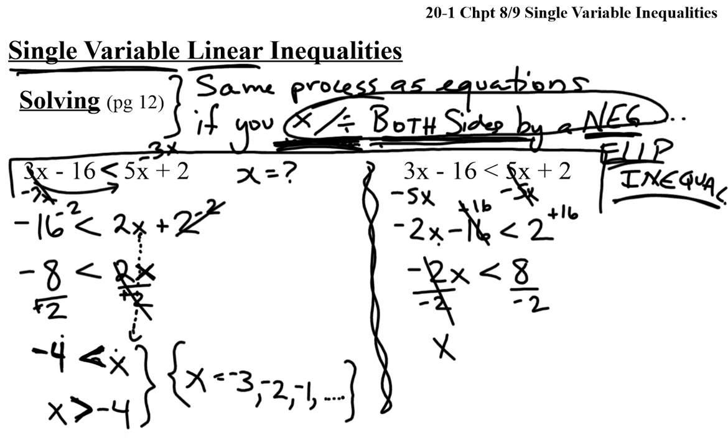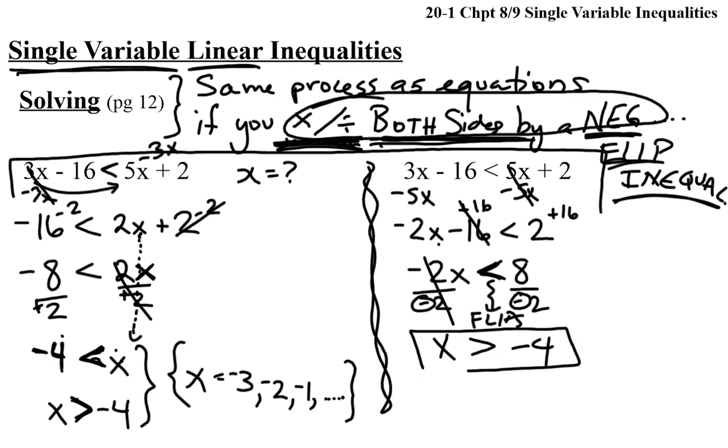So we still have an x, we still get our negative 4, but our less than sign, because we divided both sides by the negative, flips to become a greater than. And our answer is x greater than negative 4. Look at that. Same answer, two different ways. X is bigger than negative 4, so x could be negative 3, negative 2, negative 1, and so on.